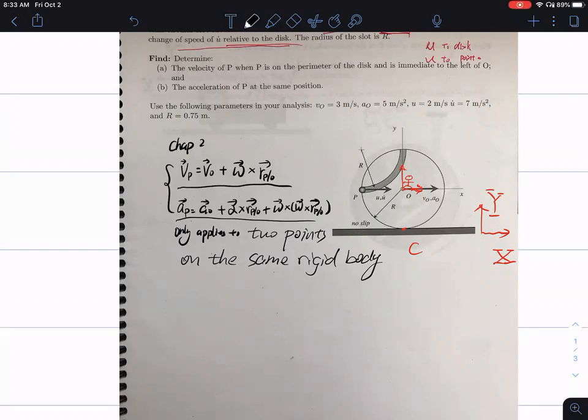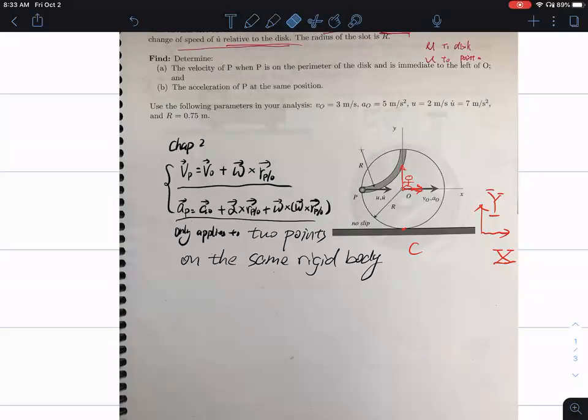Instant center. Okay, the instant center would tell us omega and speed, but it won't tell us anything about acceleration. So that's kind of the drawback of instant center method. You can find out omega and speed easily, but we never learn anything about acceleration from instant center.